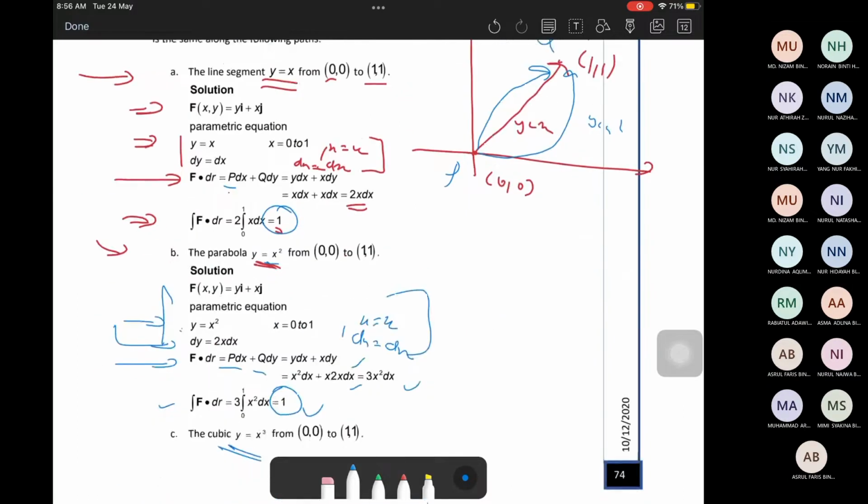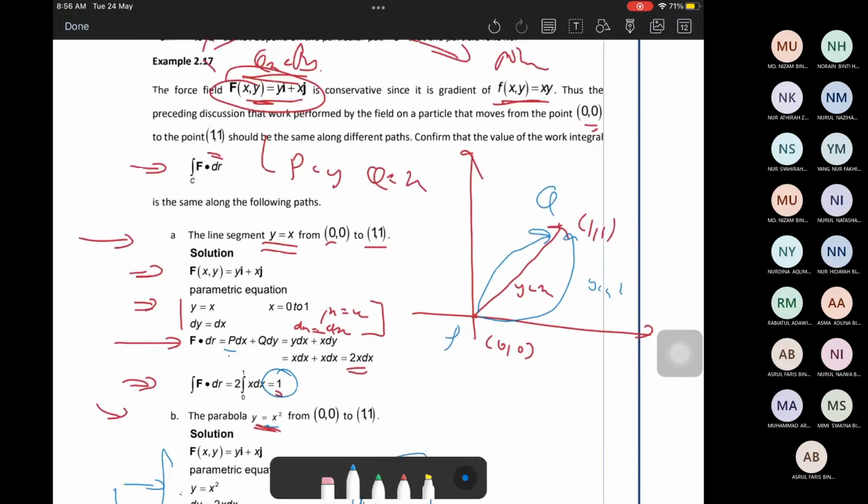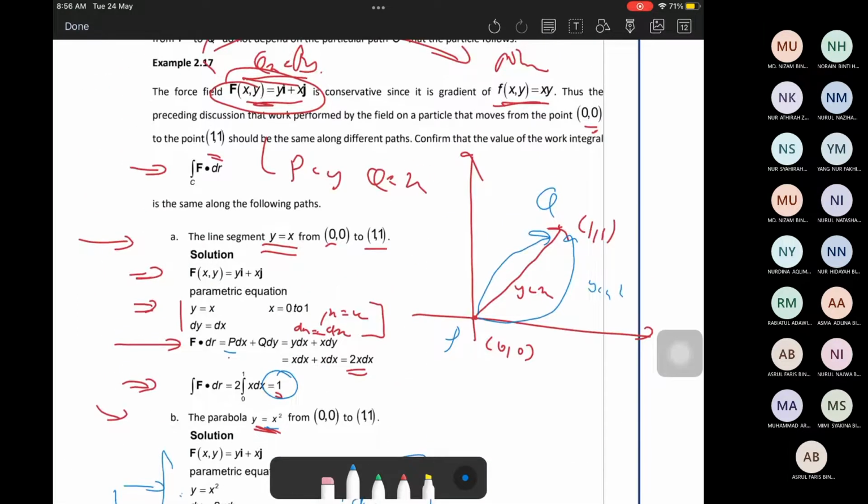Jadi maksudnya apa? Maksudnya dia punya work done does not affect walaupun dia punya path dia adalah berbeza. Okey, iaitu kita gunakan direct dalam segmen ke apa semua apa y equal to x, y equal to x square, y equal to x cube. Jawapannya tetap sama dengan syarat f dia adalah konservatif. Ini adalah konservatif. Okey.